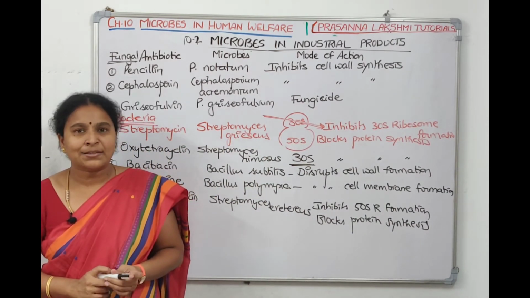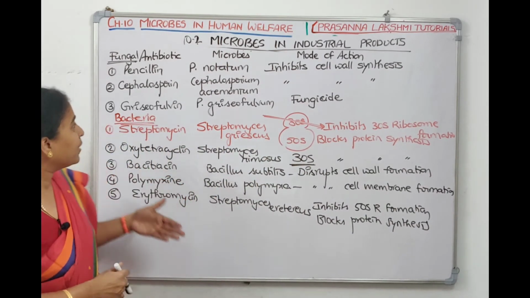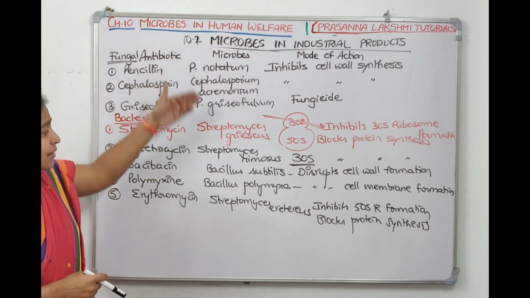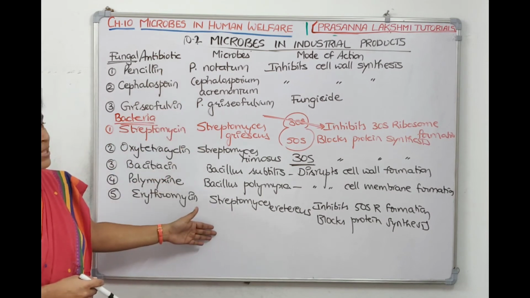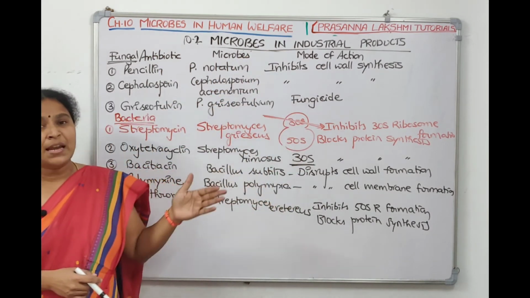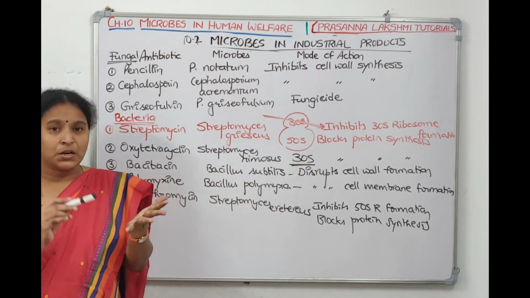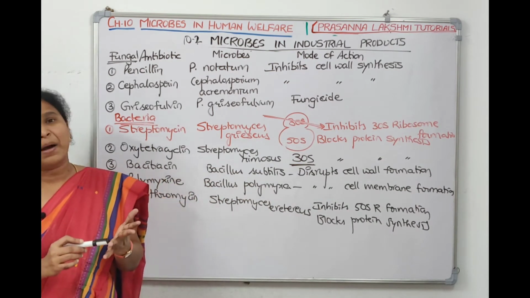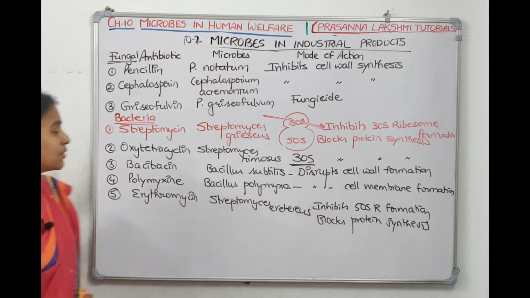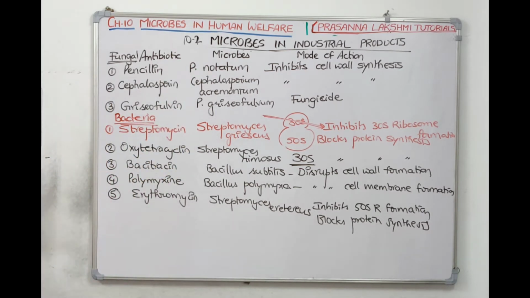In NCERT they asked us to collect some more antibiotics. We collected fungal antibiotics and bacterial antibiotics, from which microorganisms they are extracted, and what the mode of action is. Take a screenshot, then we will talk about the production of certain organic acids, enzymes and bioactive amines, which also come under the same side heading 10.2. Take a screenshot fast.